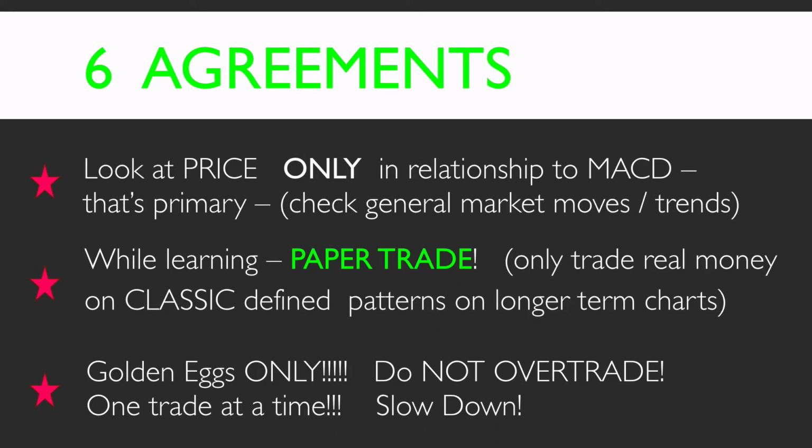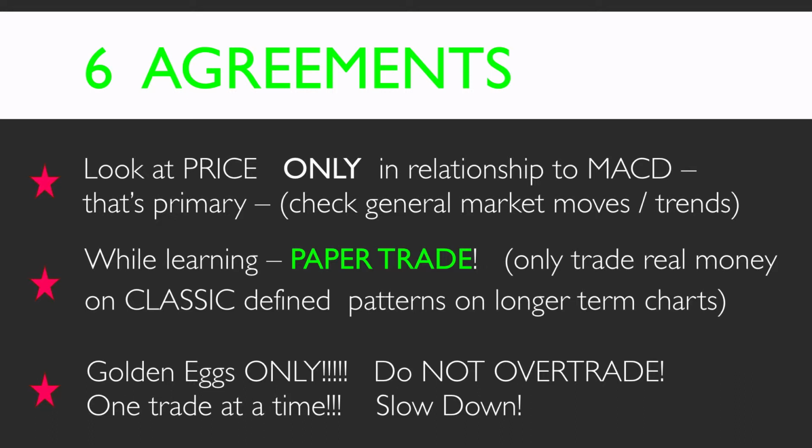Next. When you're looking at price, you want to look at it only in relationship to the MACD. That's primary. So when we're talking about these charts, we're going to be looking at the MACD, then at price, then at the MACD, then at price, price and the MACD. We're going back and forth to draw those lines in. So just remember that you're only using price in relationship to the MACD to establish whether or not there's a divergence. You can look at the general market and see what it's saying, but while you're doing this, the relationship between price and the MACD is essential. Okay? While learning, paper trade.